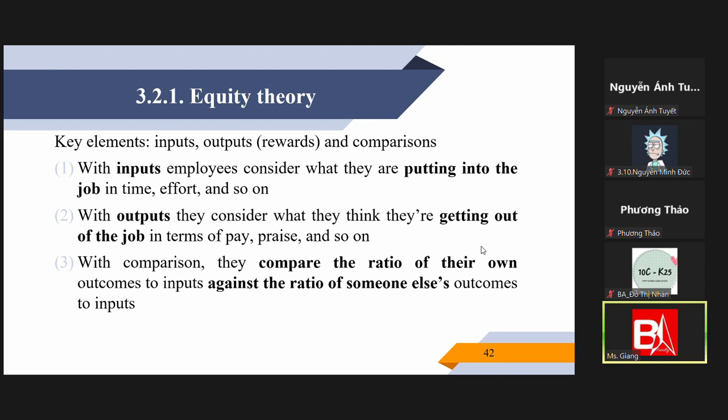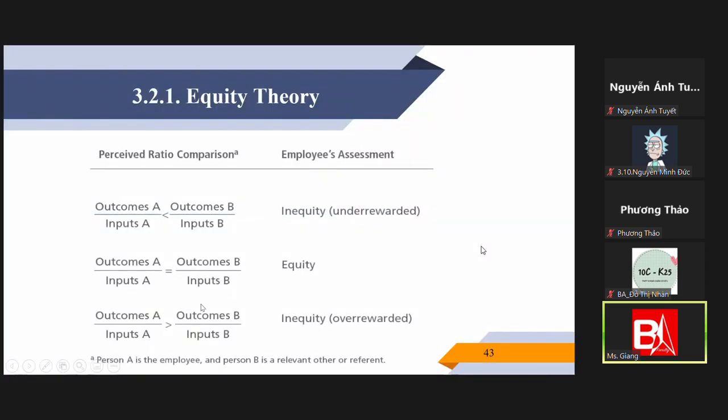And in comparison, they will compare the ratio of their own outcomes to inputs against the ratio of someone else's outcomes to inputs. We have the equation. In order to assess the equity in the workplace, an individual will make a comparison between their output over input with the output over input of another person.